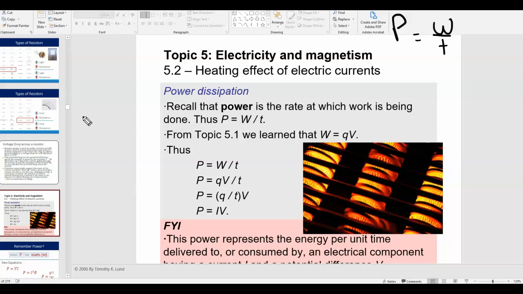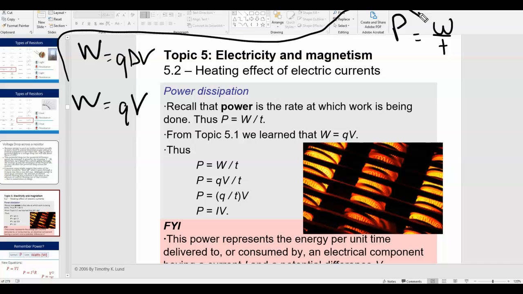But in 5.1 we also saw that work done on a charge is given by the equation Q times delta V, where delta V is the potential difference that the charge moves across. Now, in the circuits unit, we drop the delta just by convention, so we write QV where the delta is implied. If we make that substitution into the power equation, we get QV over t. But charge over time is current. That's the definition of current.